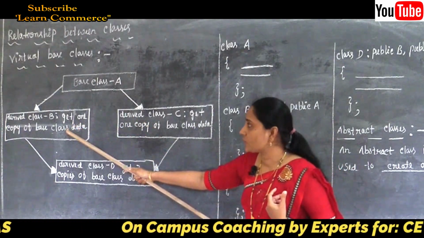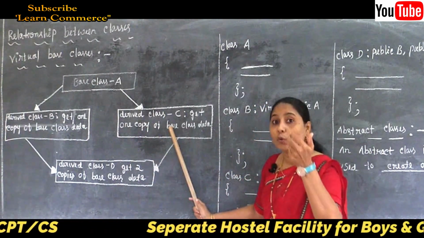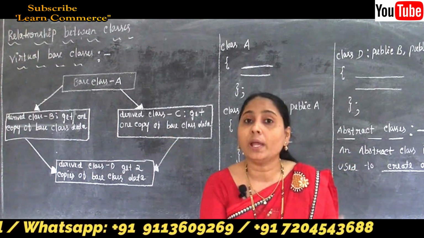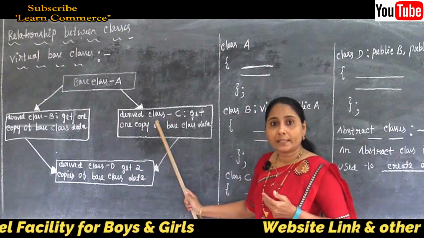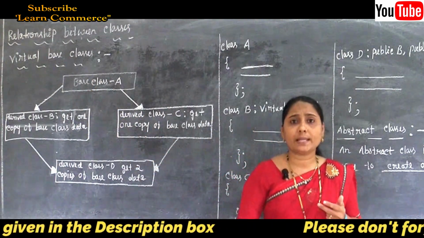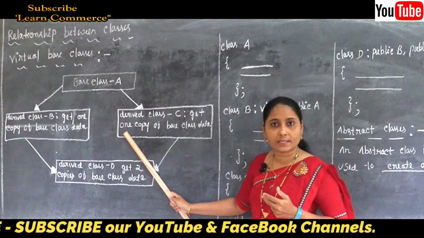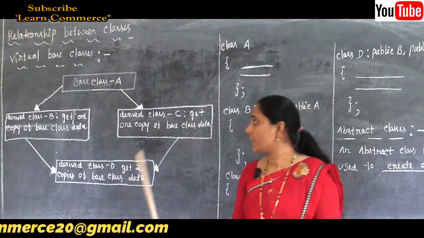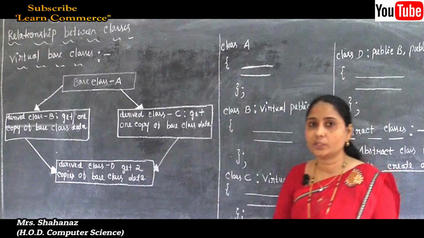Why? Because in this class we'll get one copy, and in this class also we'll get one copy. That means it is possible to get two copies of the same thing in this case. So we can prevent multiple copies of the base class being present in an object derived from those objects, by declaring the base class as a virtual base class. Clear this point here? Such base classes are called virtual base classes.